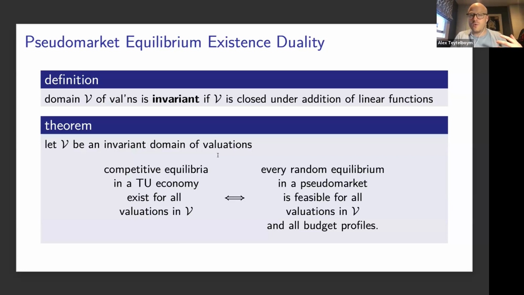So why is this interesting? Well, there are many invariant domains for which we have existence of competitive equilibrium in a transferable utility economy. Ravi gave you a wonderful domain, which was the bundle consistent one. What this tells you is that for all of these domains, you can get pseudo equilibrium existence. And this is quite surprising because most of the work has focused on relatively simple settings where you can get this positive result.